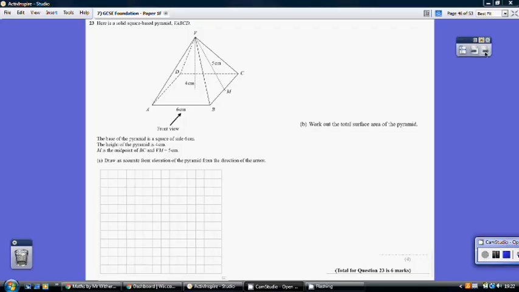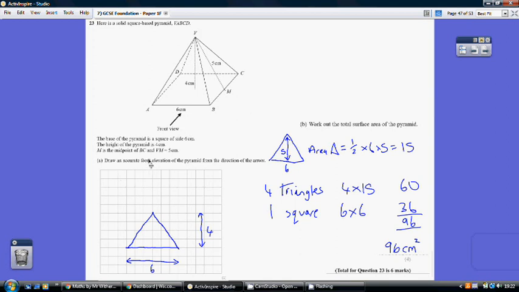Question number 23. Part A, draw an accurate front elevation of the pyramid. If you were standing at the front, what would you see? Well, you would see a base of 6, and you would see a vertical height straight up of 4. Now for part B, to work out the total surface area of the pyramid, we've got to work out the area of the 4 triangles plus the area of the square base.